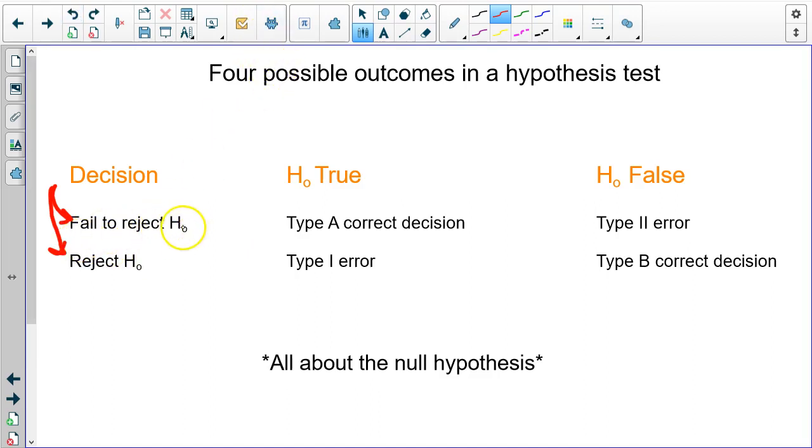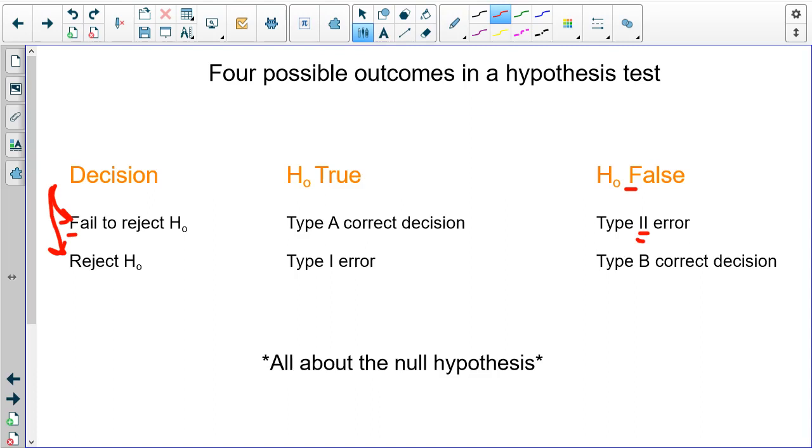So the decision, fail to reject the null. If the null is true and we fail to reject it, that's good. That's called a type A correct decision, okay? If the null is true, but we reject it, that's bad. That's called a type 1 error, okay? So the null is true, but you reject it, meaning you think you've proved that it's not true, then that's called a type 1 error. The null is false, but you fail to reject, that's called a type 2 error. And the way I remember that, the null is false, but you fail to reject, there's 2 F's. That's how I remember that one.